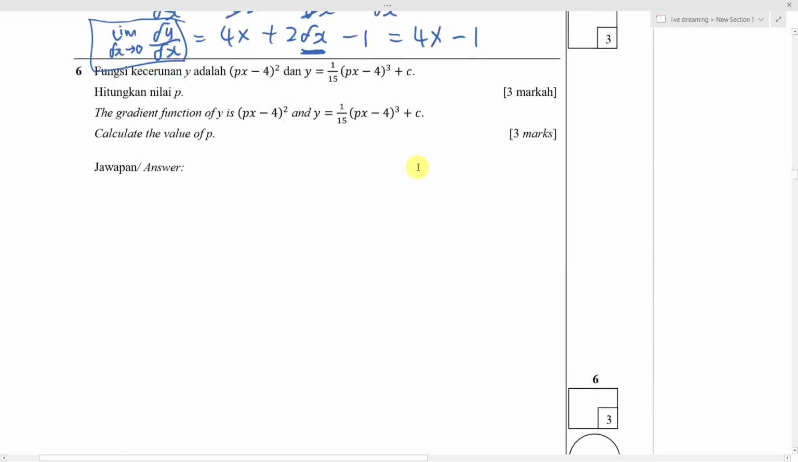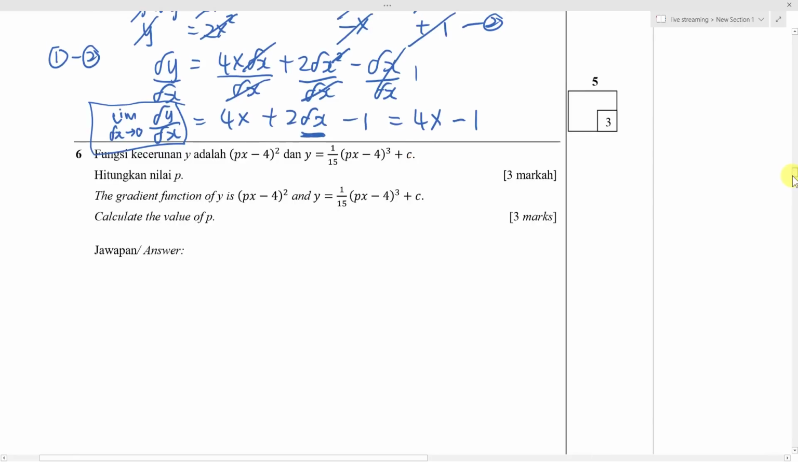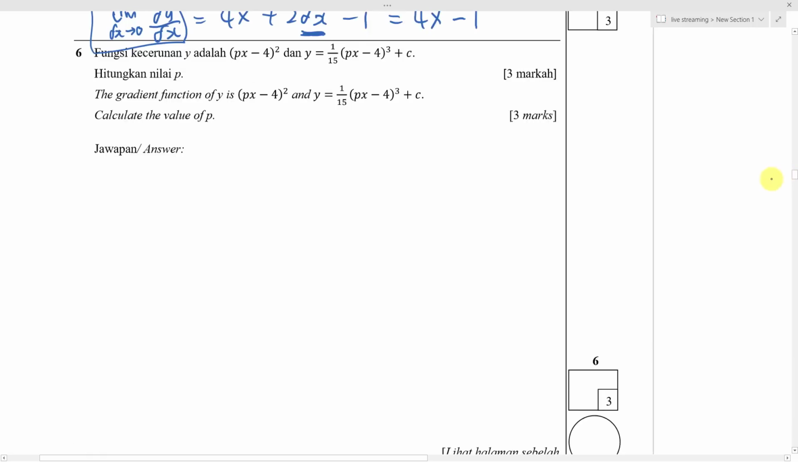All right. Okay, we have the next question over here. Finally, we have a simple question. It's not really simple if you do not know how to do this. So the gradient function of y is (px minus 4) square, and y equals to that equation. Calculate the value of p.